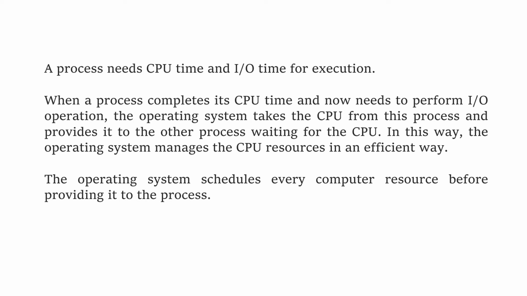We know that a process needs CPU time and IO time for execution. When a process completes its CPU time and now needs to perform the IO operation, the operating system takes the CPU from this process, that is the completed process, and then provides it to the other processes which are waiting for the CPU. In this way, the OS manages the CPU resources in an efficient way. The OS schedules every computer resource before it provides it to the process.